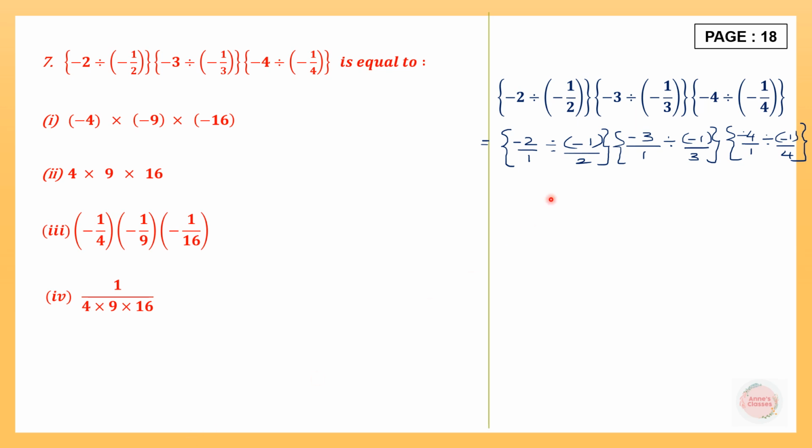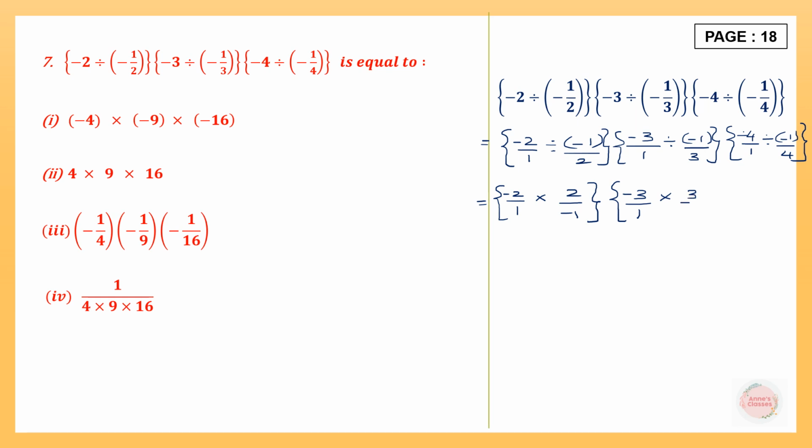Now we're going to do division of fractions, and all of you know how to do division, isn't it? When you do division of fractions, this changes to multiplication. So let's begin. In the first part, here we have 2 by 1 and division changes to multiplication. Now we write the reciprocal of minus 1 by 2. It becomes 2 by minus 1. So this is minus 2. Here we have minus 1. Close brackets. Now similarly here, we have minus 3 by 1. Division changes to multiplication. We write the reciprocal of minus 1 by 3.